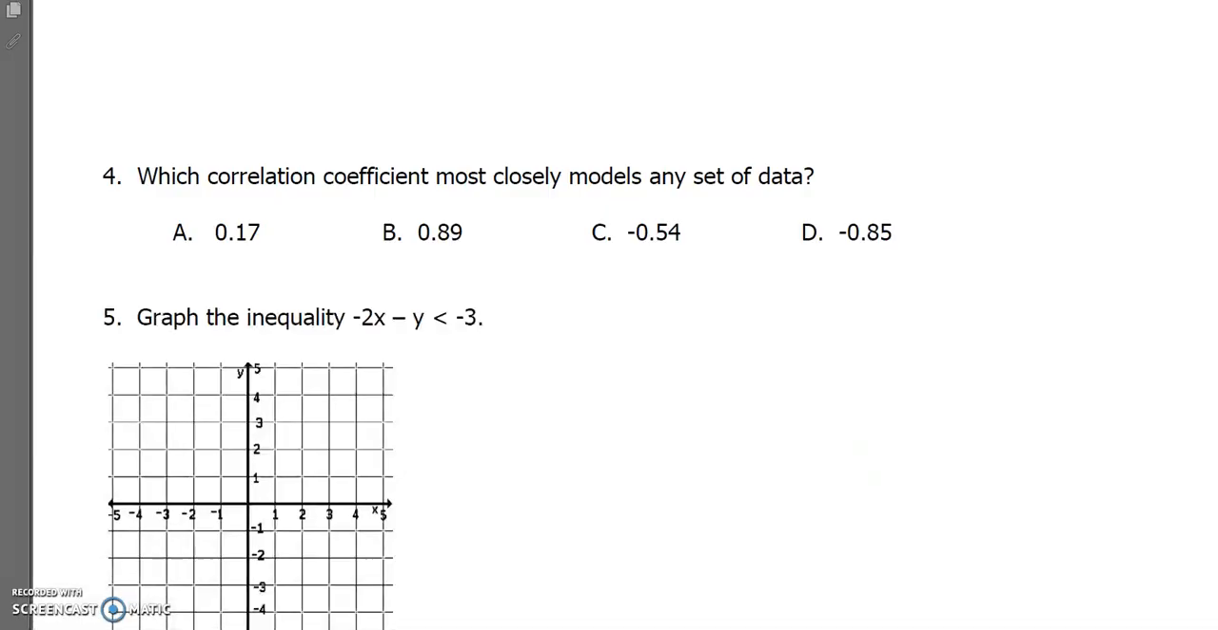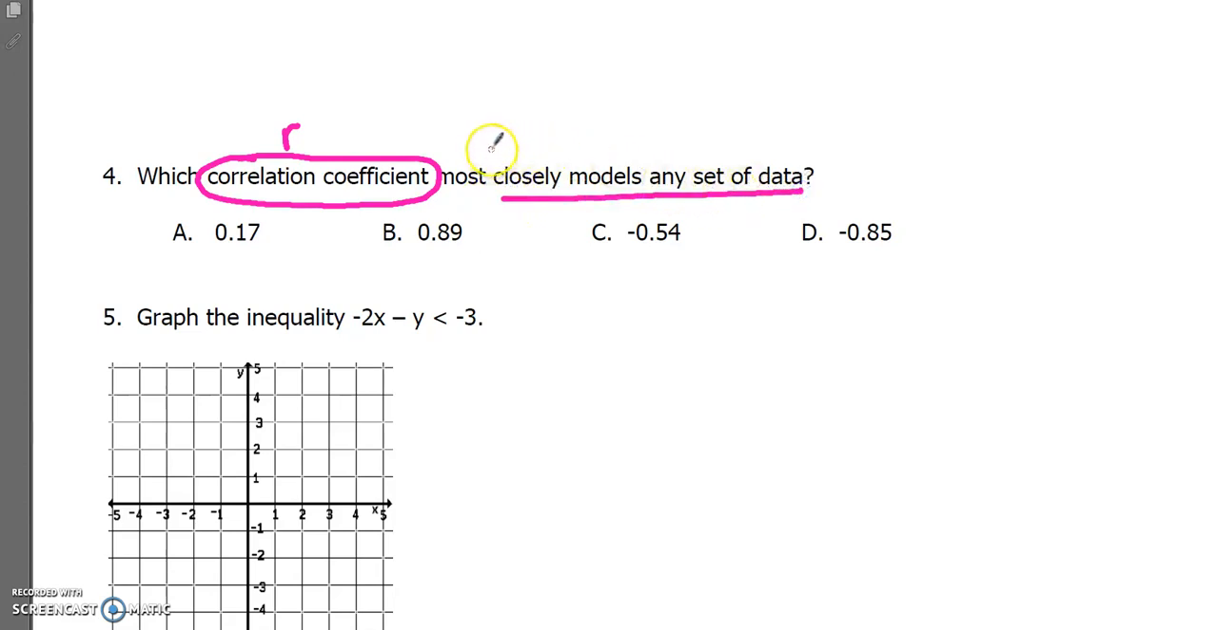Okay, number 4 says, which correlation coefficient most closely models any set of data? Okay, so really this is all vocabulary. The correlation coefficient, the variable that we used for that was R, and we could find that on our calculators. But bottom line is this, we're not having to write an equation or find an equation, so we're not looking for the R. They're asking us which one of these could most closely model a set of data.